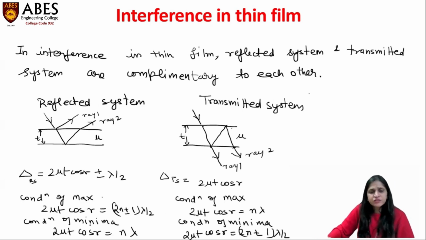Okay, so the condition of minima is 2 mu t cos r equals n lambda. Over here, the condition of maxima is this condition, 2 mu t cos r equals n lambda. So they are just opposite, and they are complementary to each other. So this is the meaning of interference in thin film when we talk about reflected and transmitted systems, and we say that they are complementary to each other. Okay.